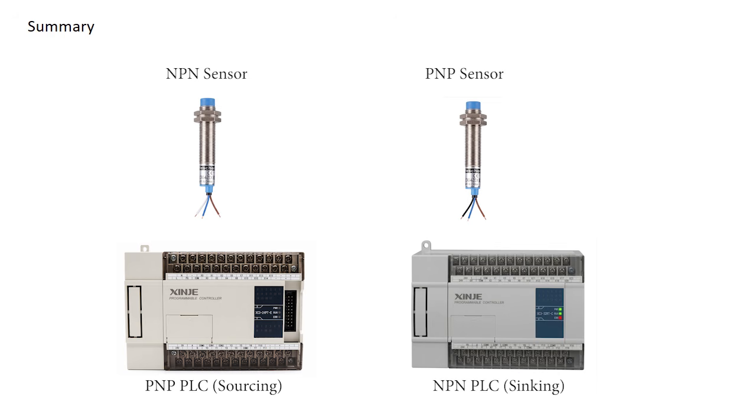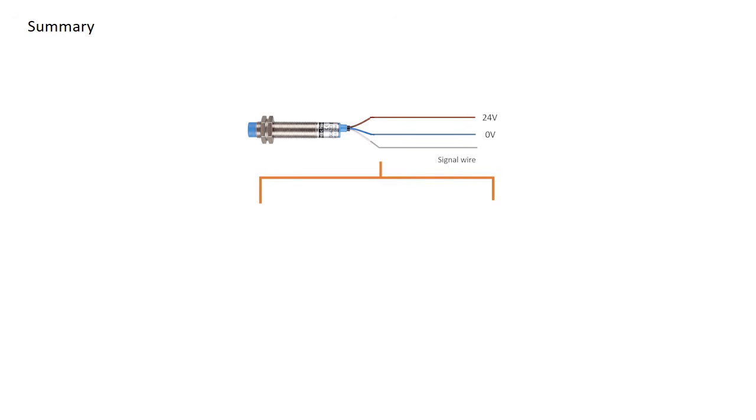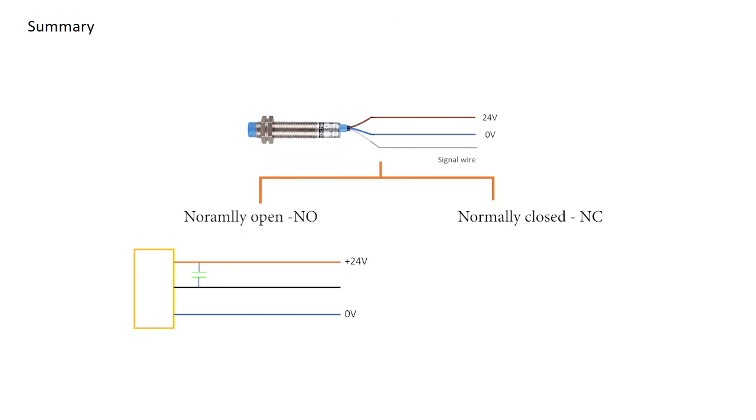In an NPN sensor, current flows from the PLC to the sensor. In a PNP sensor, current flows from the sensor to the PLC. Sensor outputs are available in either normally open or normally closed types. Connecting an NPN or PNP sensor is simple, but selecting the correct PLC that matches the sensor type is the key. Also, the wiring configuration is different for NPN and PNP.